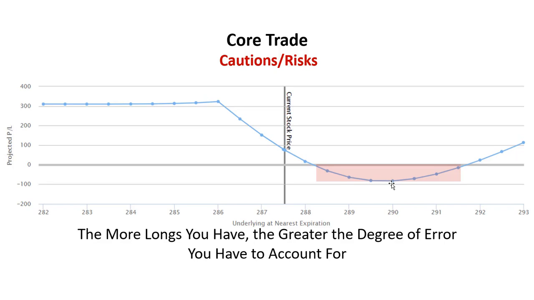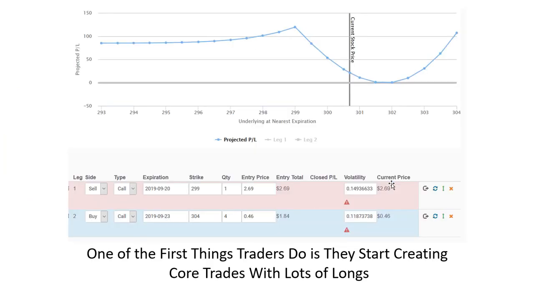And I've had traders that come in here and they say, oh, wow, look at this. I can increase the spread on the core trade to 5 points, which is what this example is. And then I can do 1 short and 4 longs, and I still have a solid credit of about $90, and a risk-free projection to the upside. If the market closes at 302, I'm not going to lose anything.